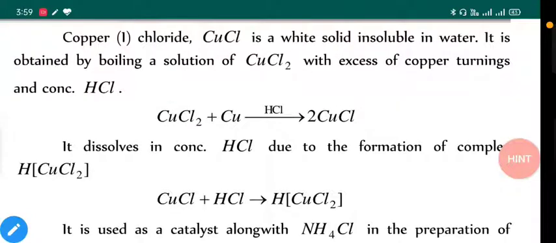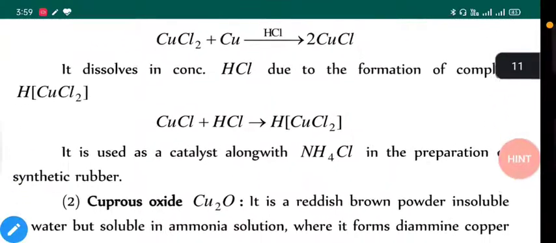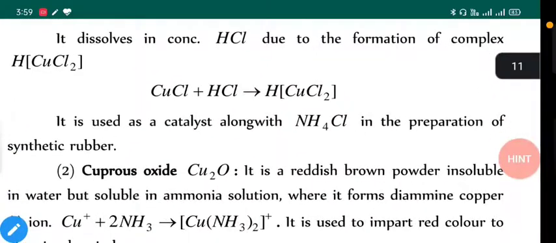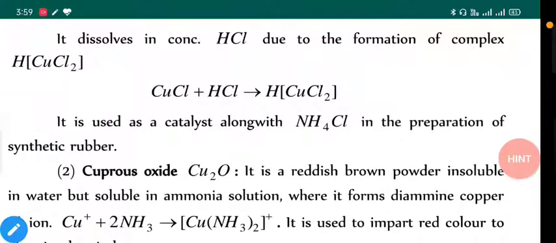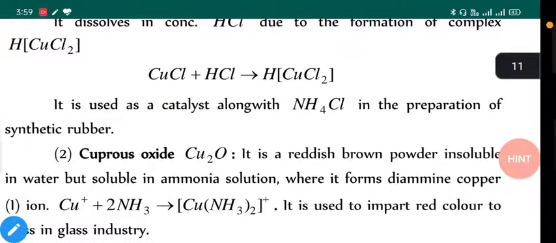Copper(I) chloride, CuCl, is a white solid insoluble in water. It is obtained by boiling solution of CuCl2 with excess of copper turnings and concentrated HCl. It is dissolved in concentrated HCl due to the formation of complex H[CuCl2]. So between the Cu and Cl we have coordinate covalent bond, that's why they are mentioned in brackets. It is used as catalyst along with NH4Cl in the preparation of synthetic rubbers.